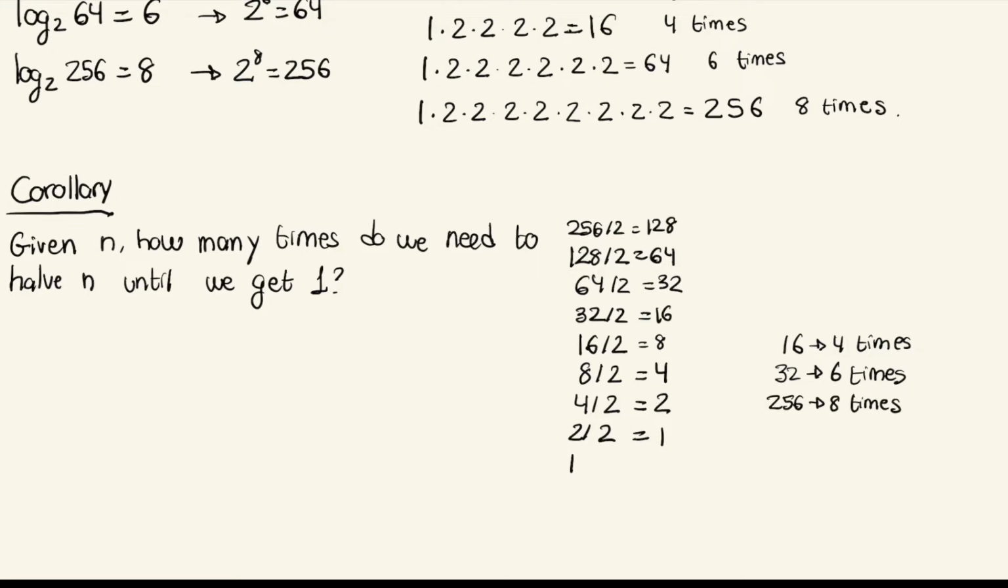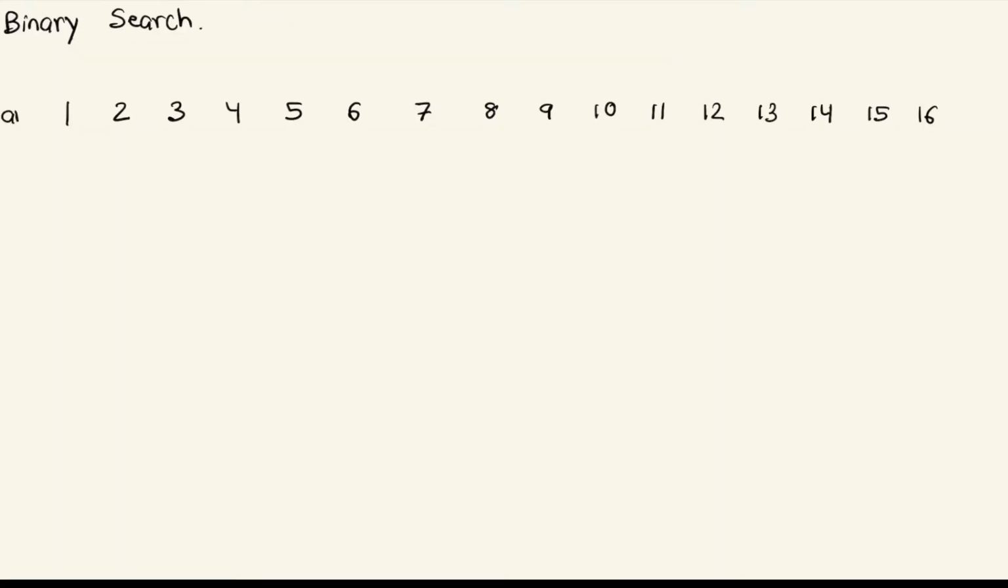Now, let's observe the behavior of binary search. And using this knowledge, let's understand why this algorithm runs in big O of log n. So in this example, we have an array of size 16 with integers 1 through 16. We want to find the number 1 in the array.